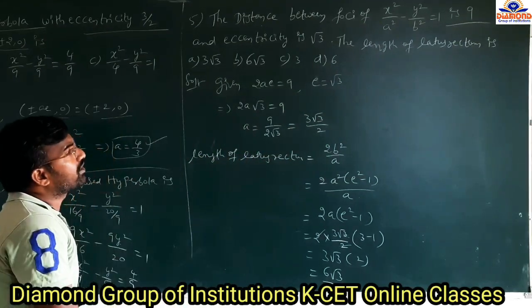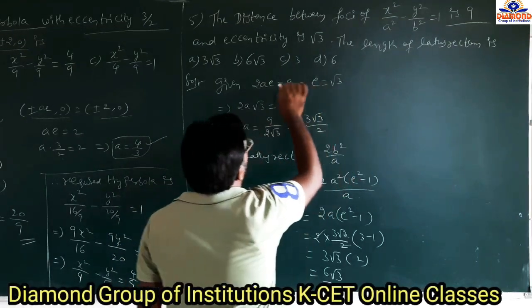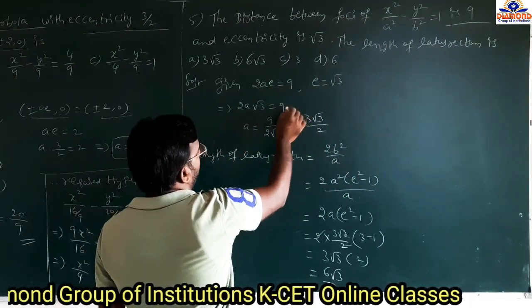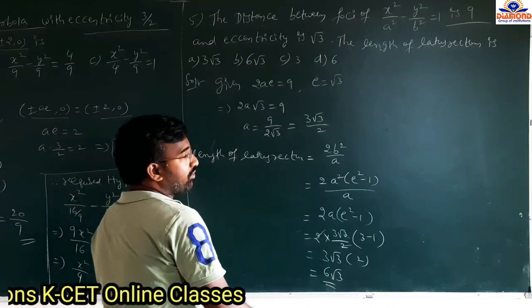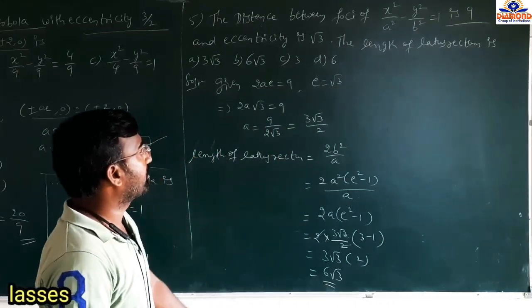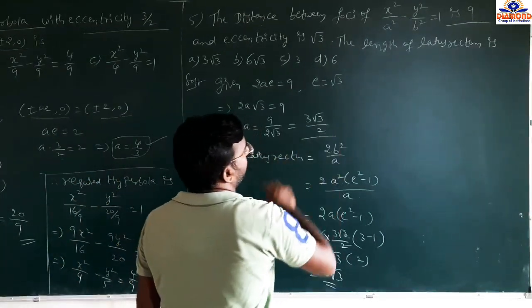So here, given distance between foci 2ae equal to 9, e equal to root 3. Substitute e equal to root 3 here. 2a into root 3 equal to 9, a equal to 9 by 2 root 3. 9 can be written as 3 into 3. So 3 into 3 is nothing but 3 root 3. Because in the denominator root 3 is cancelled, you get a equal to 3 root 3 by 2.